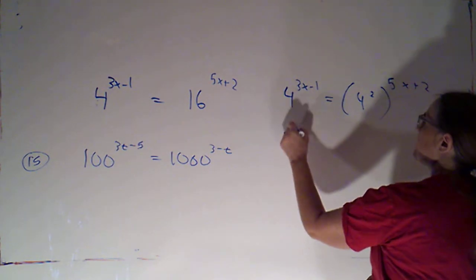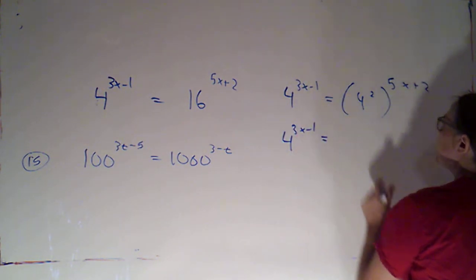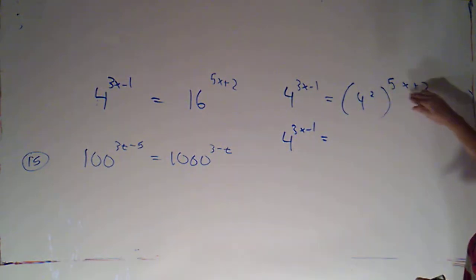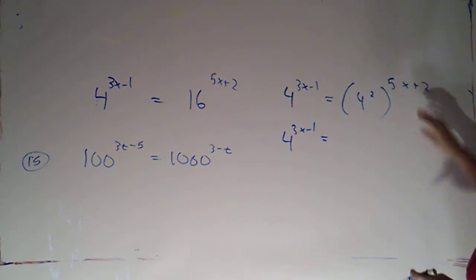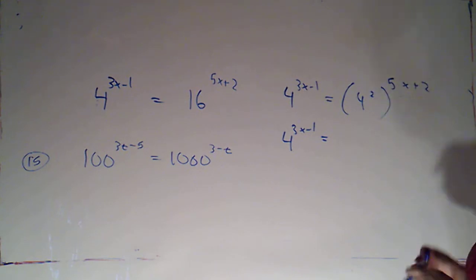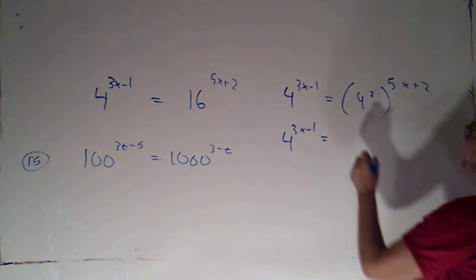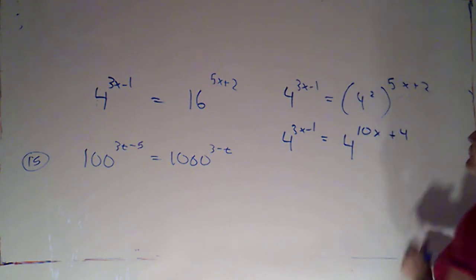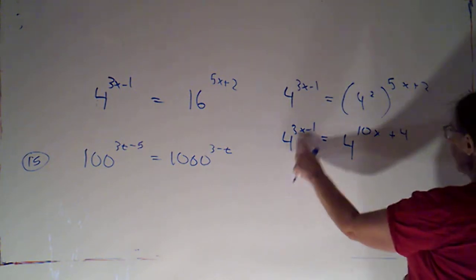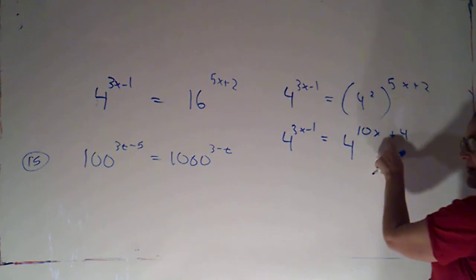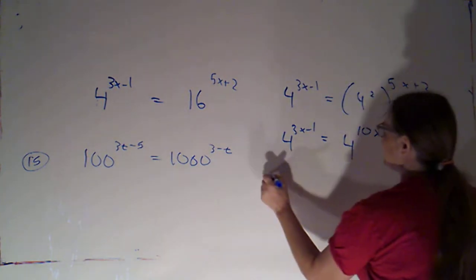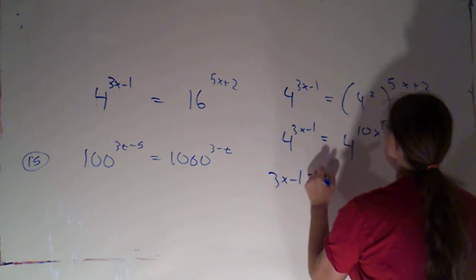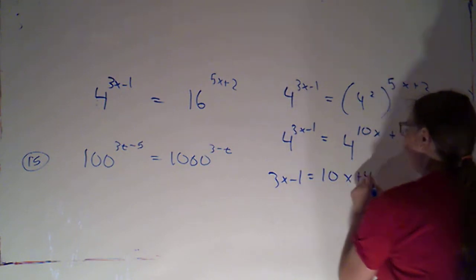So then 4 to the 3x minus 1 equals, now when I'm taking a power to a power, I know to multiply the powers, and I just need to distribute the 2 to both parts. So this becomes 4 to the 10x plus 4. If 4 to this power equals 4 to that power, the exponents are the same. So 3x minus 1 equals 10x plus 4.